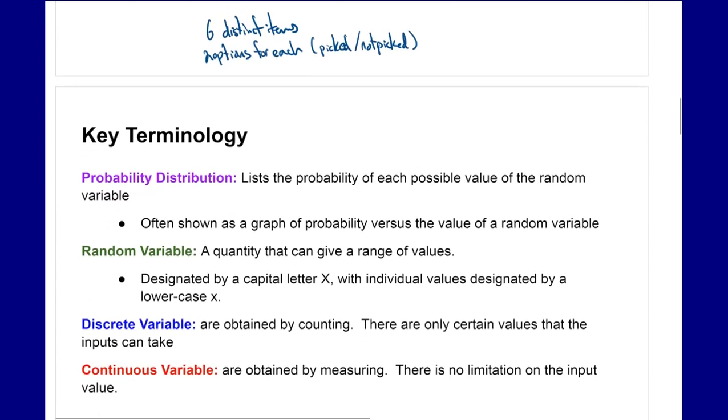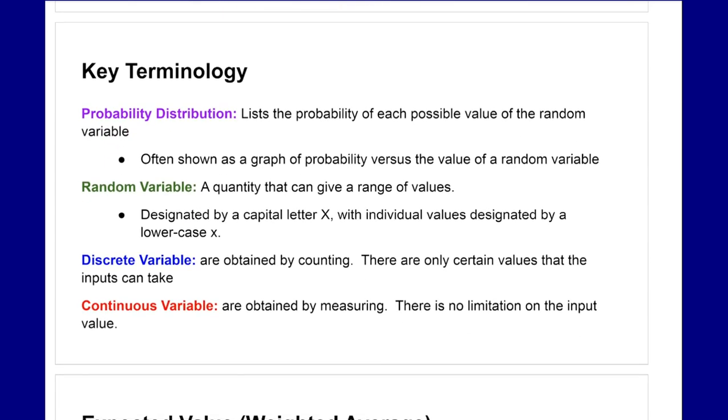With our probability distribution, there are some key terms that we want to learn or refresh our memory of. A probability distribution, which is the main concept for this unit, lists the probability of each possible value of the random variable. So the probability distribution is a list of all the probabilities of all the possible values. It's often shown as a graph of probability versus the value, so we will be seeing graphs of probability versus the value or the outcome.